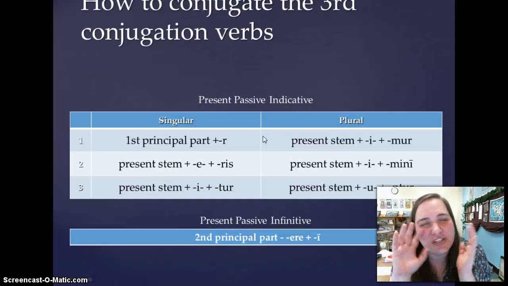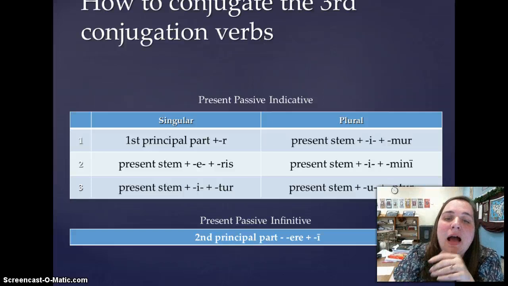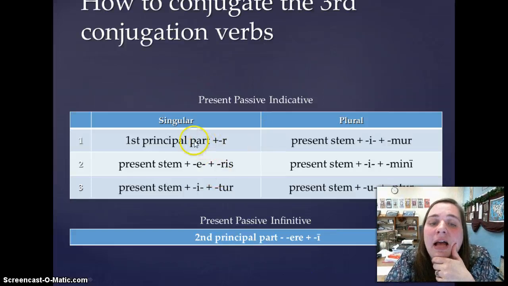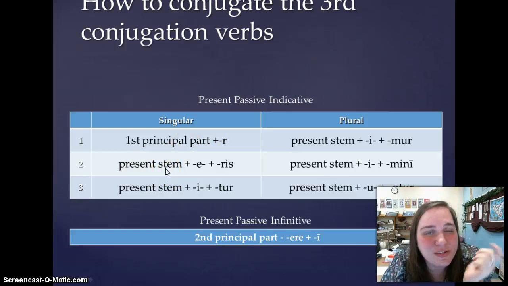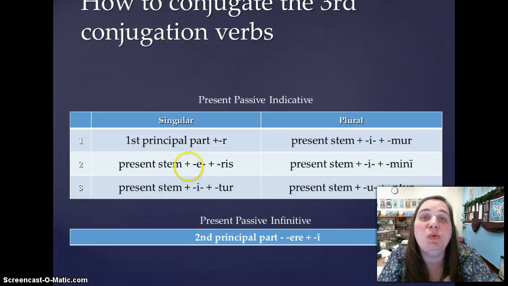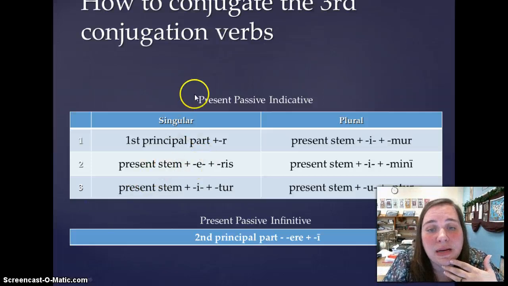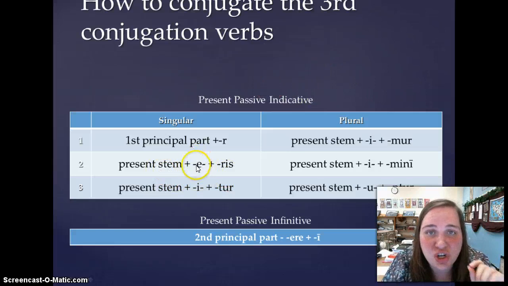So, okay, let's look at the chart so we can maybe conceptualize how these are going to work. Present passive indicative, you need the first principal part, as always, plus an R, but then you need the present stem. Now remember, for third, third IOs, and fourths, you get the present stem by removing the entire ERE or IRE from the second principal part. So you need to supply the vowel. In the present passive indicative, the second person singular vowel is a short E, and it must be short, okay, plus the passive ending.